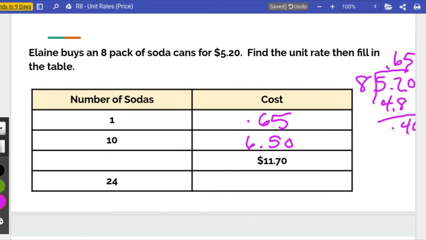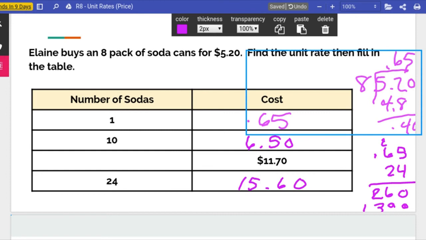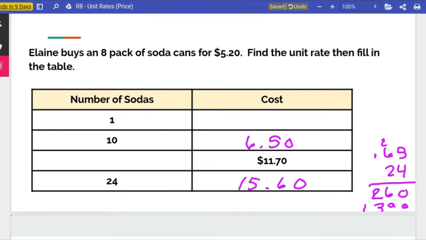Okay, 24 sodas. So to get from 1 soda to 24 sodas, I need to multiply by 24. So I can do 65 cents times 24. And I get, looks like $15.60. So it would cost me $15.60 for 24 sodas. All right, so for some reason it wants to keep those things together.